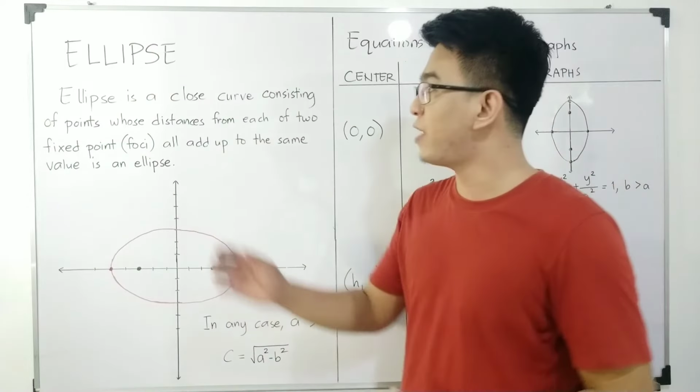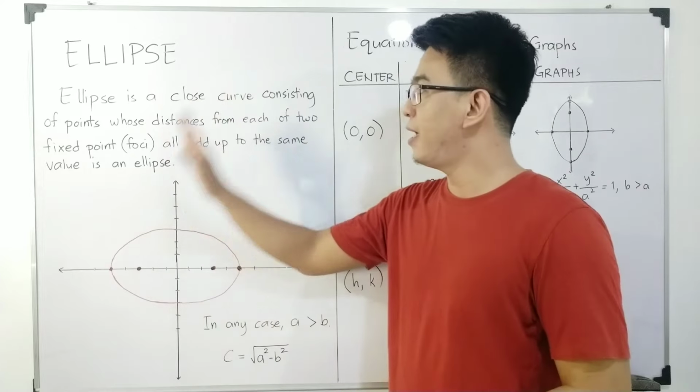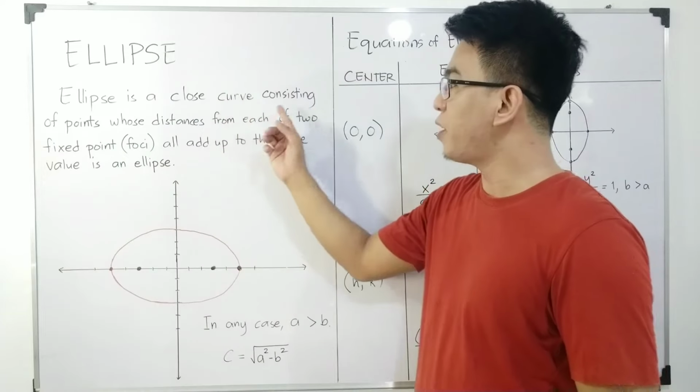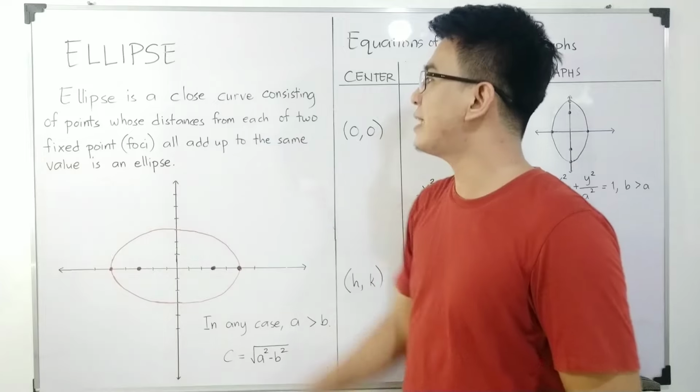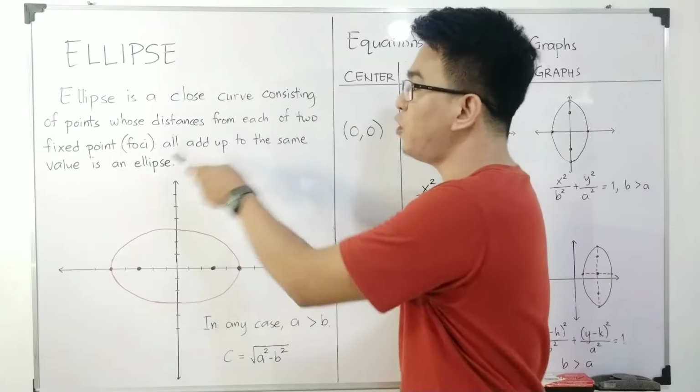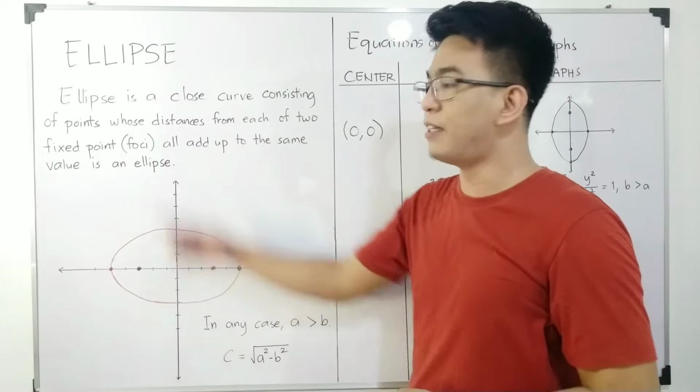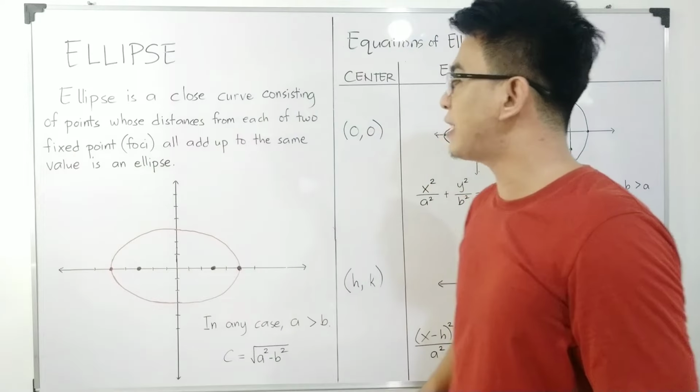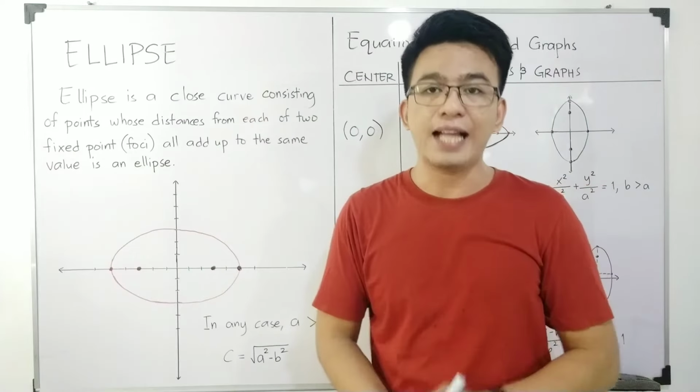So we have here the definition of an ellipse. An ellipse is a closed curve consisting of points whose distances from each of the two fixed points, which are the foci, all add up to the same value.